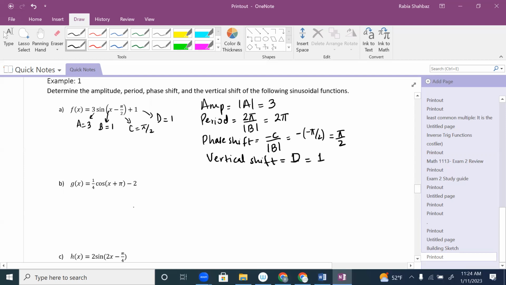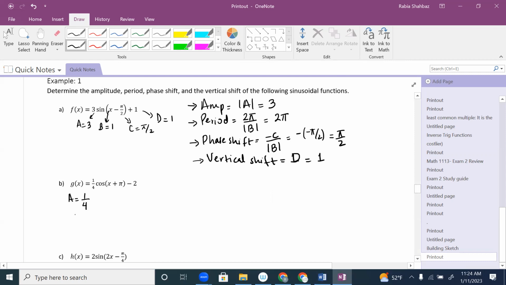Okay, I'm going to pause the video here and let you answer part B the same way that I first identified A, B, C, and D, and then based on that, I determined the amplitude, period, phase shift, and the vertical shift for this graph. So let's pause here. Okay, so hopefully you had the chance to answer the question.